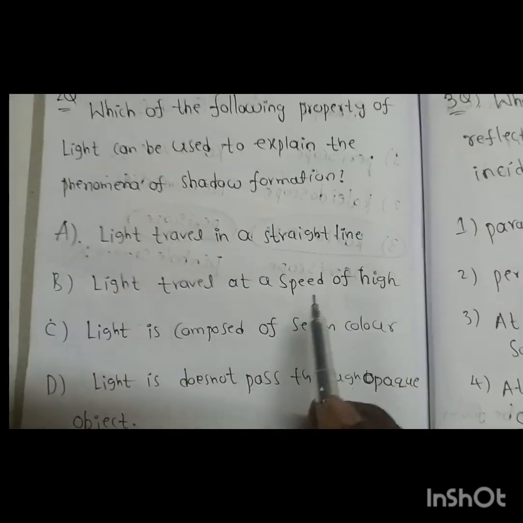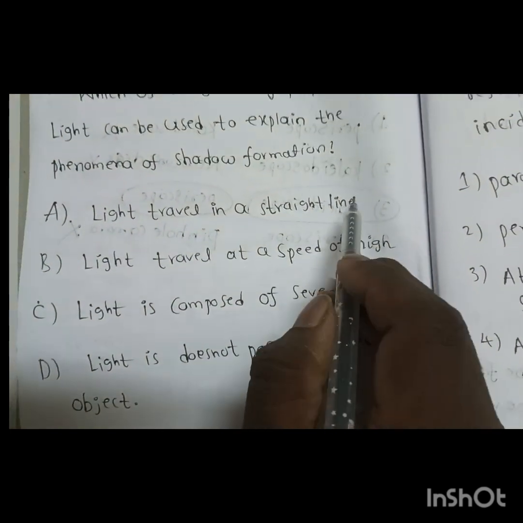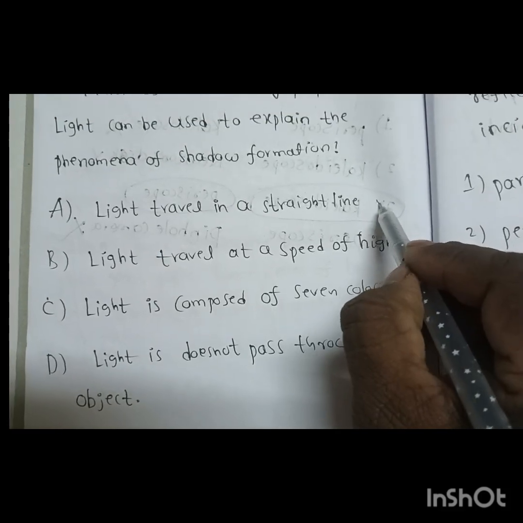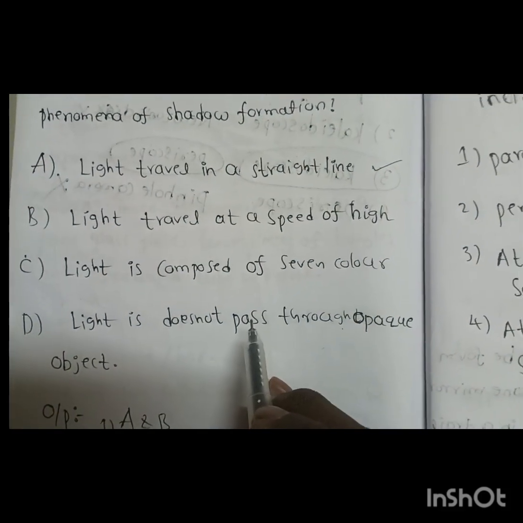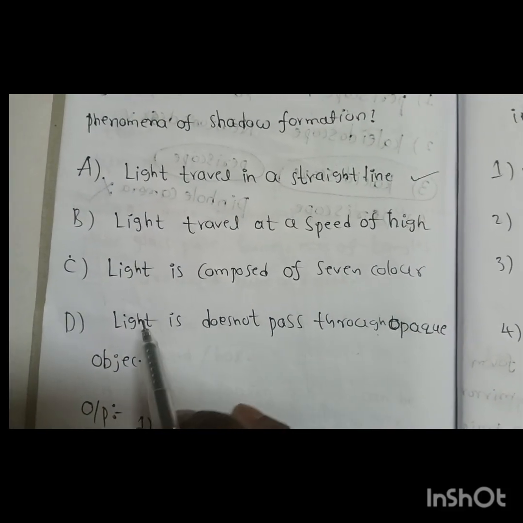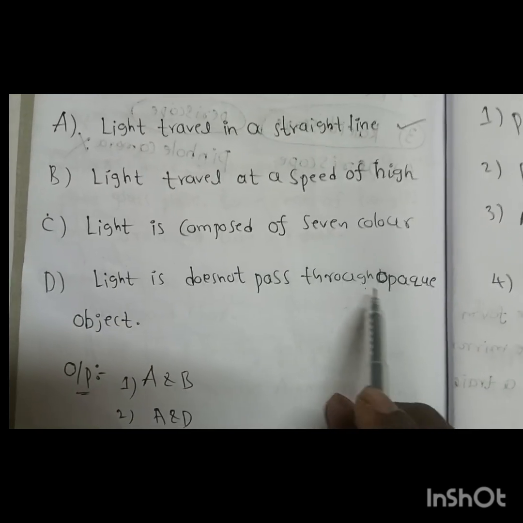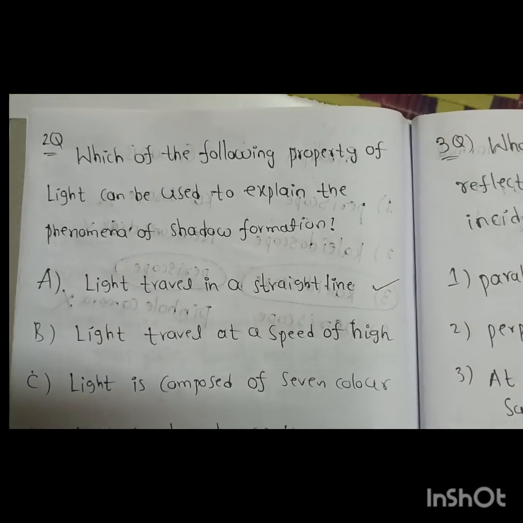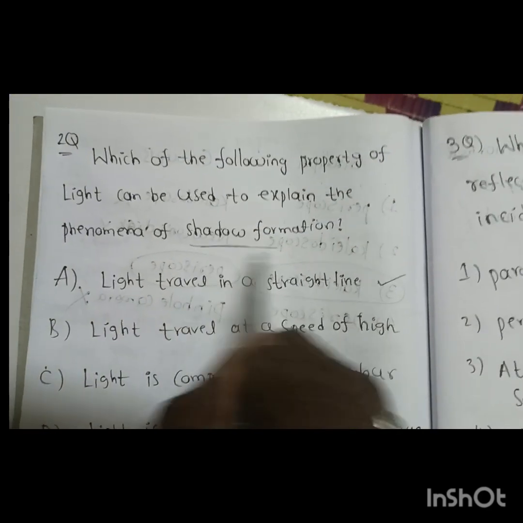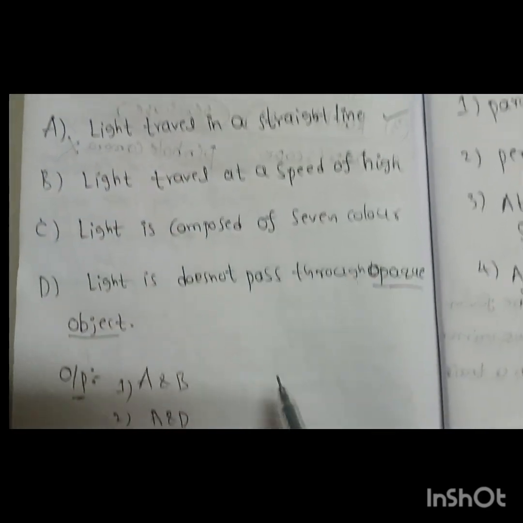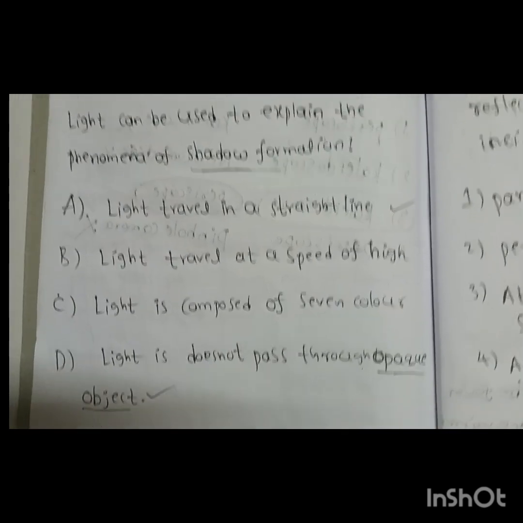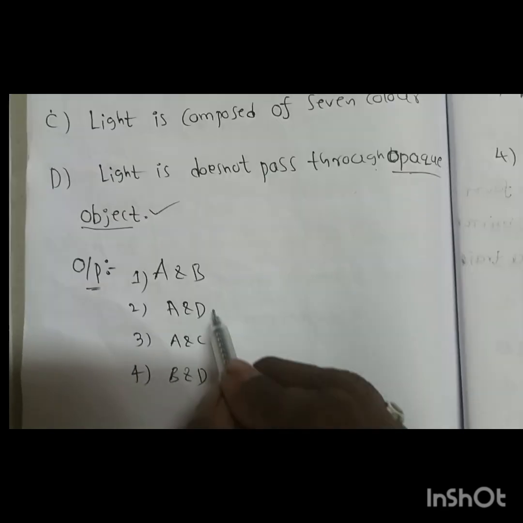So you already know the properties of light. Light travels in a straight line, which you already know, and light does not pass through an opaque object, which makes the shadow effect. Okay, shadow formation, we can say that. So which two options are possible here? That is A and D. So option 2 is correct.